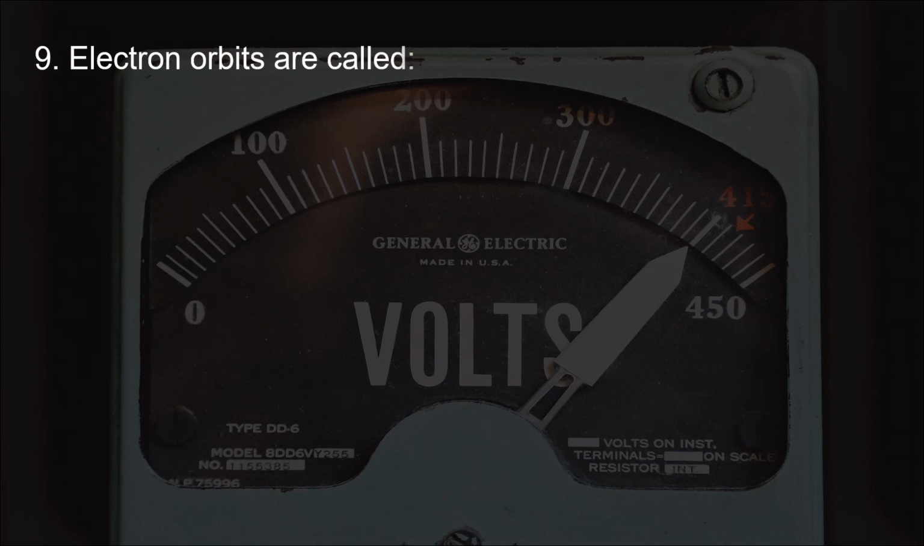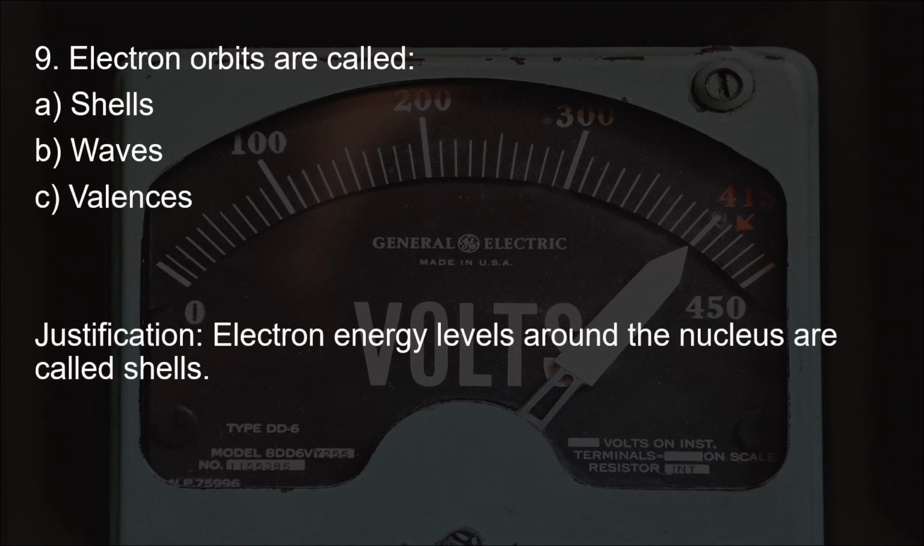Question 9. Electron orbits are called A. Shells. B. Waves. C. Valences. Justification. Electron energy levels around the nucleus are called shells.